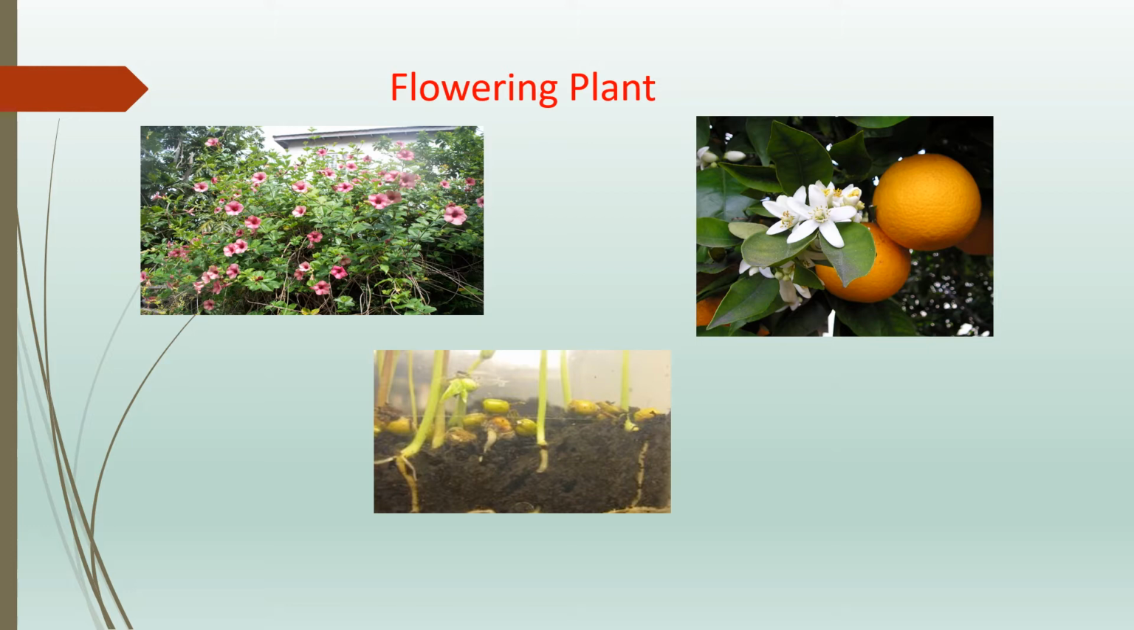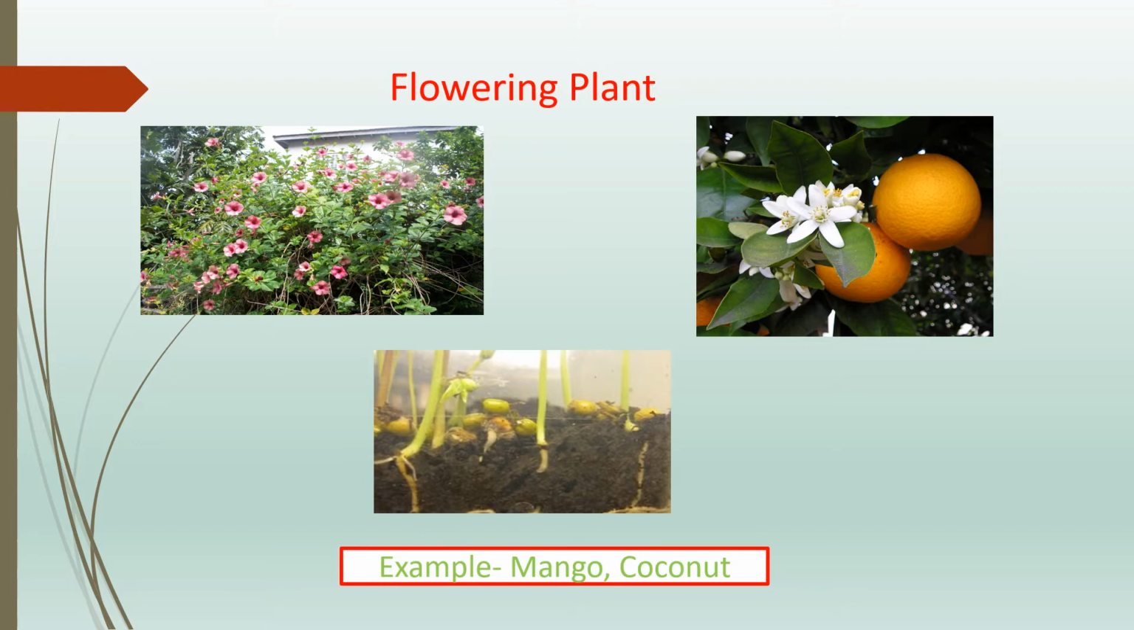This type of plant is called a flowering plant. So flowering plants produce flowers and seeds. Example: mango and coconut.